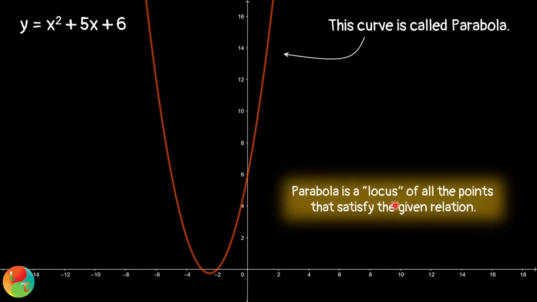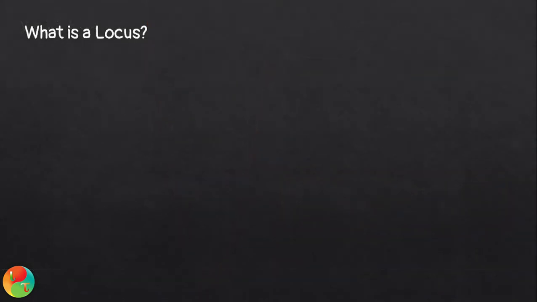A parabola is a locus of all the points that satisfy the given relation. The given relation in this case is y is equal to x square plus 5x plus 6. Now we are seeing a new term over here that is called locus.